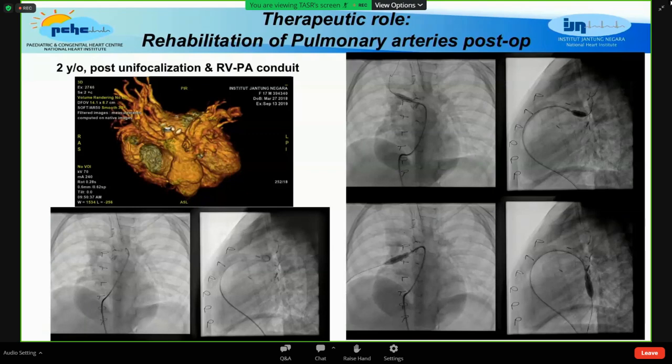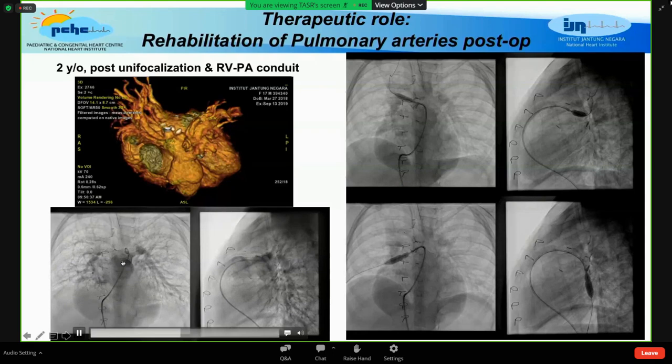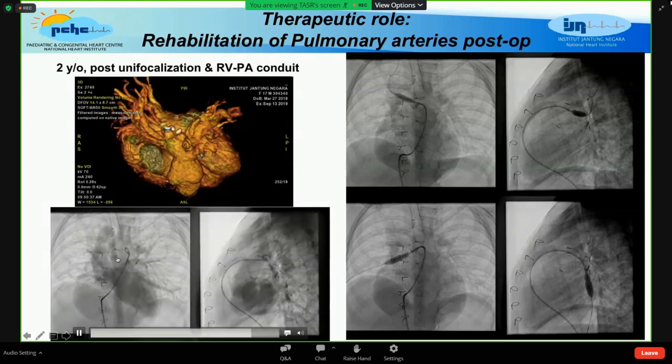Not to forget, this is the patient that I presented previously. This patient had total repair, unifocalization, and RV-PA conduit at 6 months of age. At about 2 years of age, we noticed the conduit was a bit dilated and the pressure was a bit high, so we proceeded with the CT scan, which showed multiple stenoses at the unifocalization area. This is the initial angiogram. You can see the upper lobe stenosis and multiple branch stenoses.